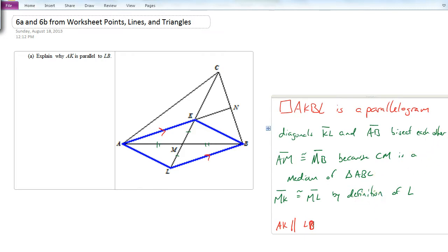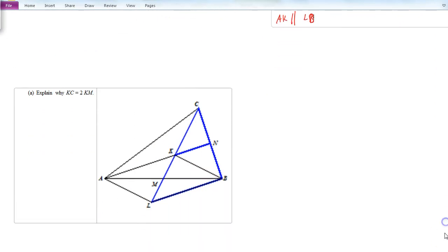Okay, so that's 6A. 6B is a little trickier. We're trying to show that KC, this length right here, is twice the length of KM. Okay, so how do we do that? Students inevitably point out that the blue triangles here, CBL and CKN, sorry, that would be CNK, are similar.